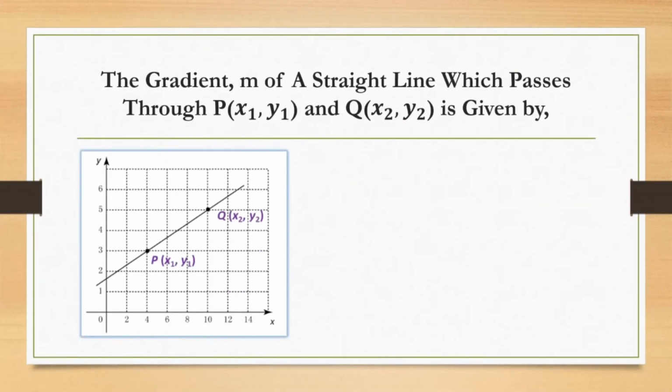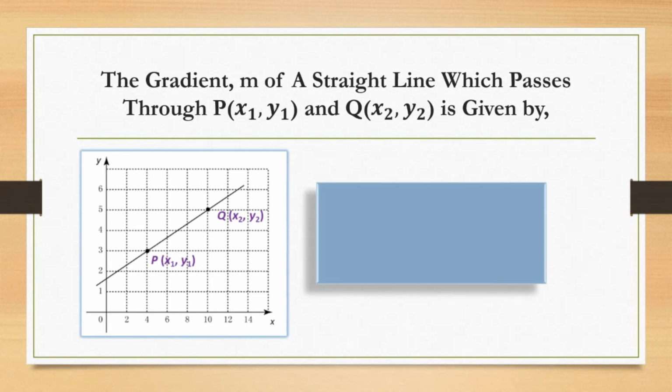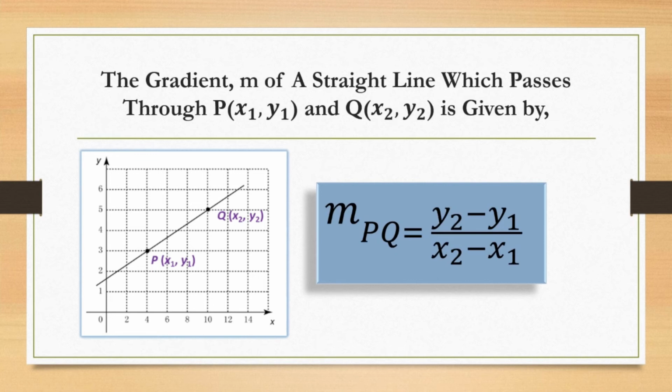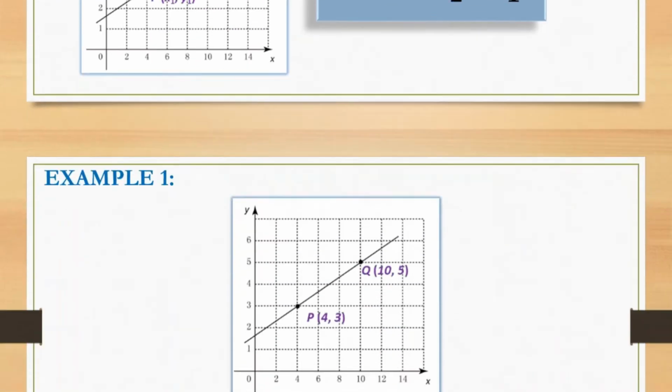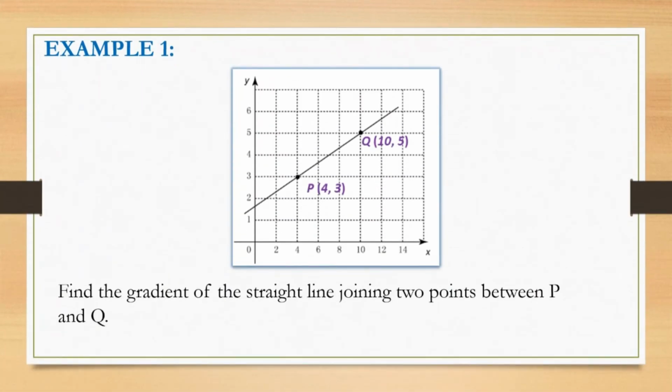So now let's start with the formula of gradient. We can see that the gradient of the straight line which passes through P and Q is given by the formula MPQ equals y2 minus y1 over x2 minus x1. After studying the formula of gradient, let me show you some examples.